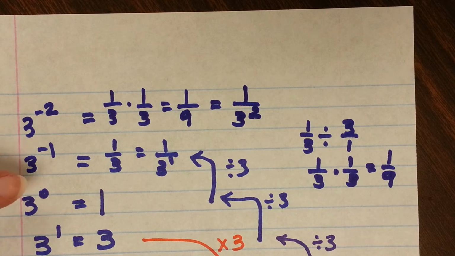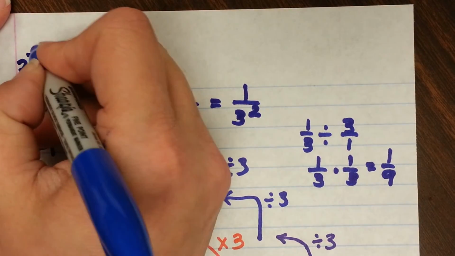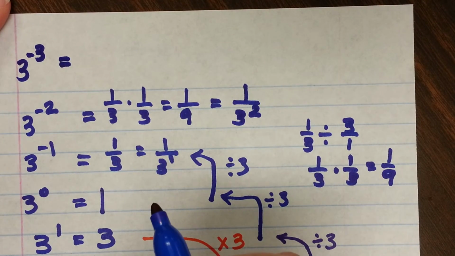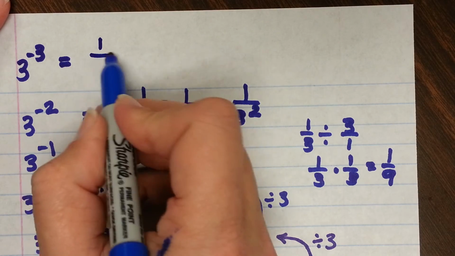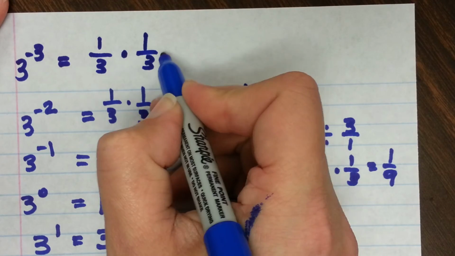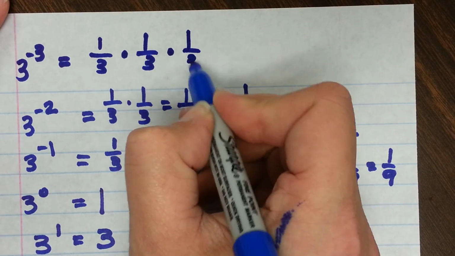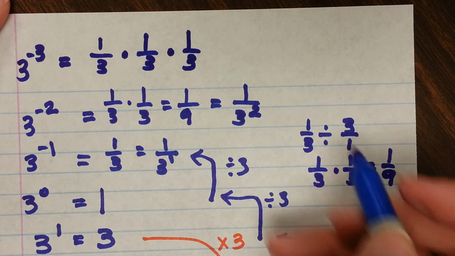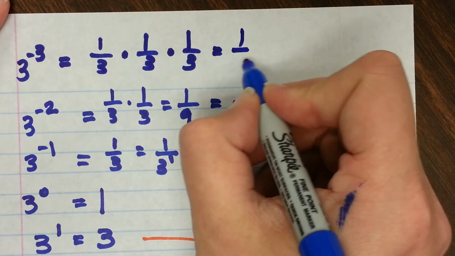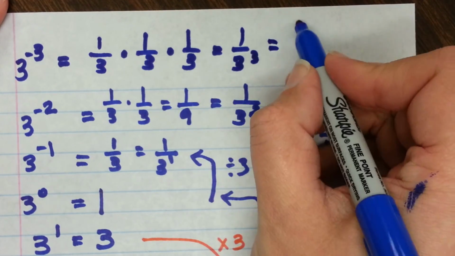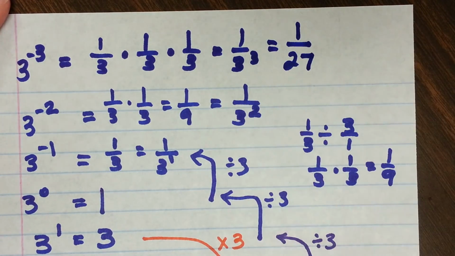Say I continued working backwards. I have 3 to the 0, 3 to the -1, 3 to the -2. I would have 3 to the -3. What would that look like? I would have 1/3 times 1/3 times 1/3. I would have it 3 times. Just like where I did my multiplication, I would have to multiply it one more time. So I would get 1 over 3 to the 3rd, or 1 over 27.